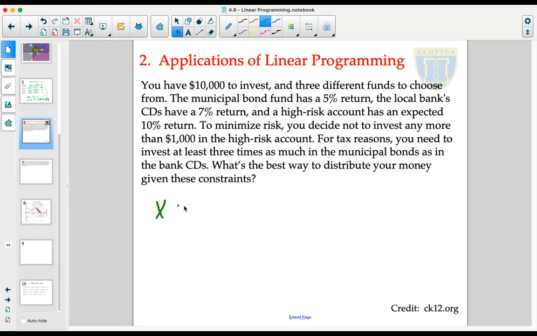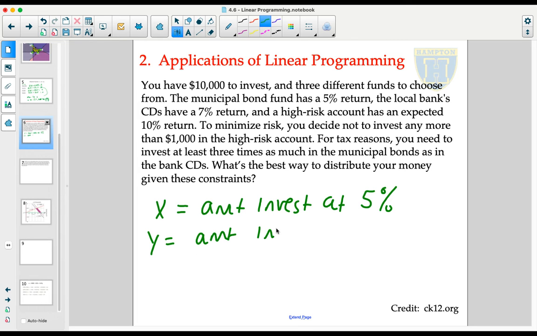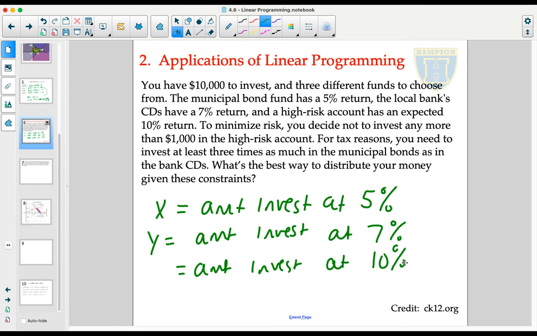X is going to be a representation for the amount that we will invest at 5%. Y will be a representation for the amount that we invest at 7%. And instead of using another variable for 10%, because we know we're going to need a third variable for the writing of the objective function, we're going to use a slightly different technique and say that the amount that we invest at 10% is everything that's left over after 5 and 7% have been invested. So this one is actually going to be represented by 10,000 minus X minus Y.